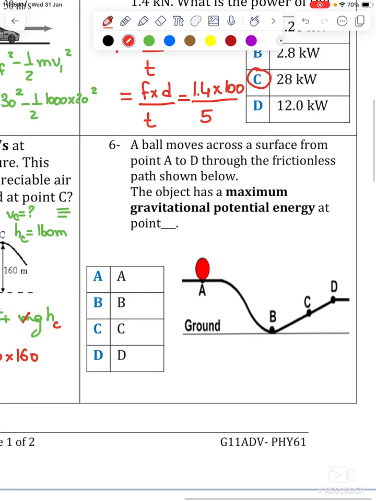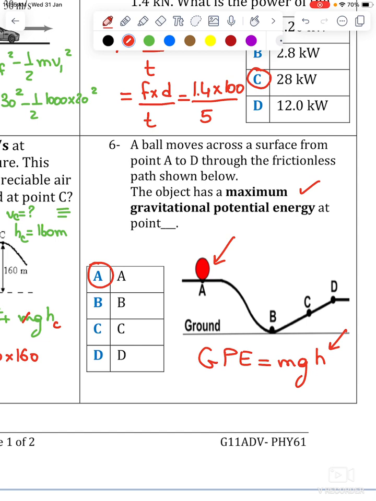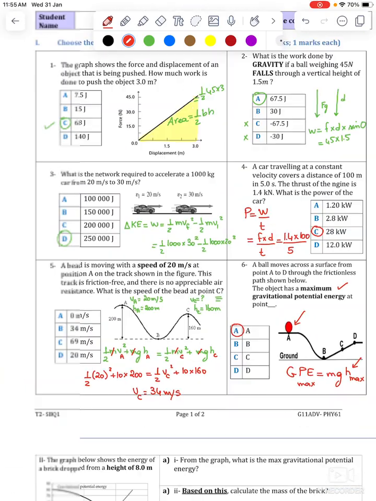Now a ball moves across a surface from point A to point D. I need where it has the maximum gravitational potential energy. So GPE is actually only due to MGH. So at the maximum height here, I have the maximum gravitational potential energy. At maximum H, I have maximum GPE.